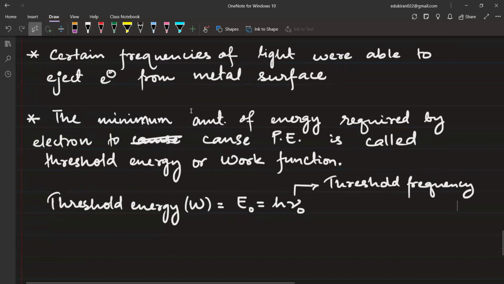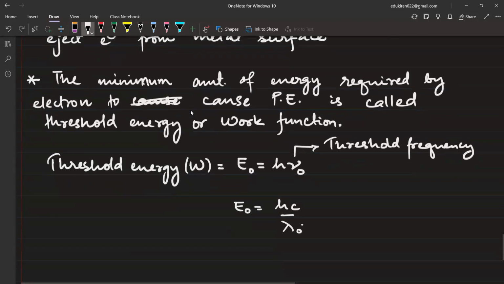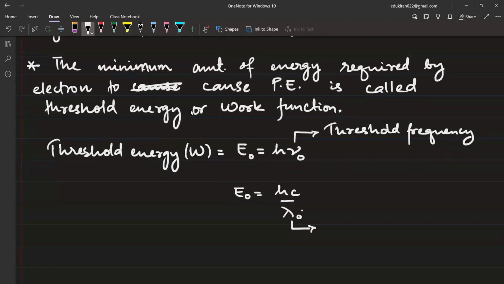Next, if I want to convert this to lambda, then I can write E naught is equal to h c upon lambda naught, because Planck's constant h is also constant. Speed of light is also constant, right? That means this lambda naught is the threshold wavelength.